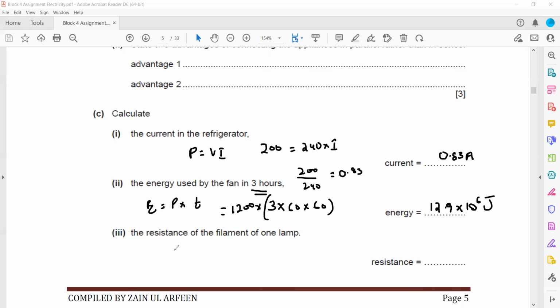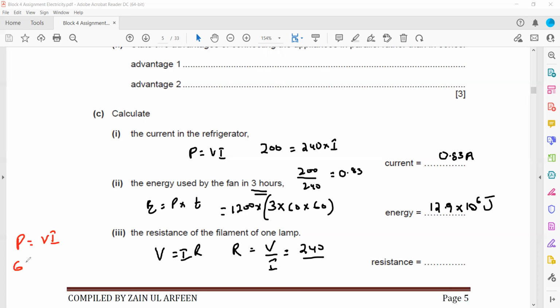The resistance: we have the formula V is equal to IR. So R is equal to V divided by I. So V is the voltage, which is 240. But we don't know I here because the current in each lamp is not known. So first we have to find the current. So how to find the current? Again, we will use the formula P is equal to VI.